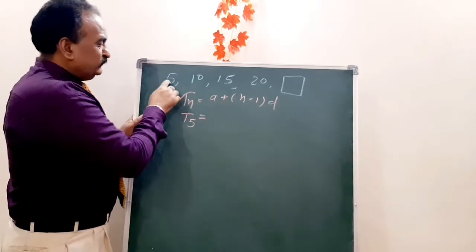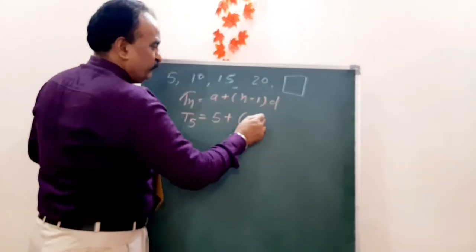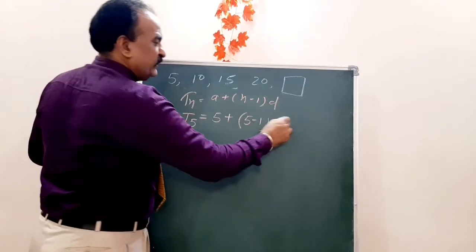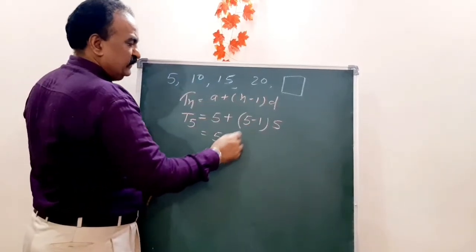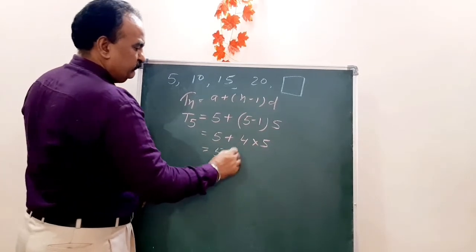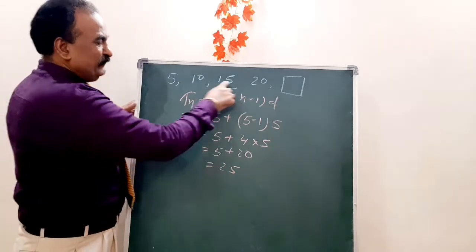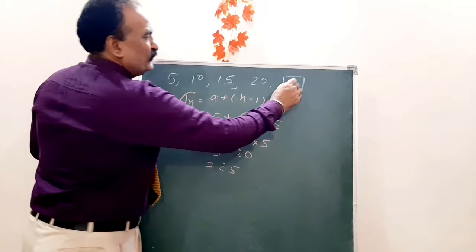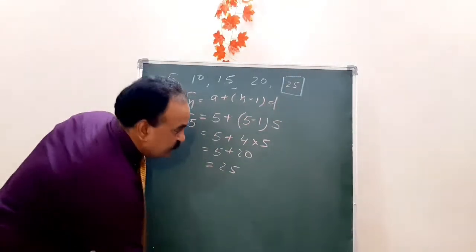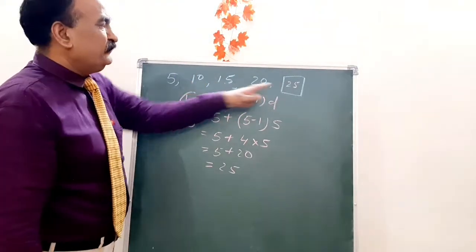a is the first term, this is 5, plus n. n is 5, 5 minus 1, into d, the common difference. 10 minus 5 is 5. So 5 plus 5 minus 1, which means 4. 4 into 5 is equal to 5 plus 20, which is equal to 25. Very good. It means the fifth term is 25. So you can write here 25. Clear? This is the fifth term, and by the method of inspection you can also write the fifth term.